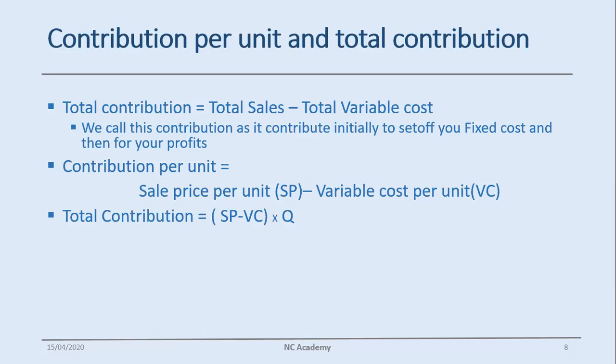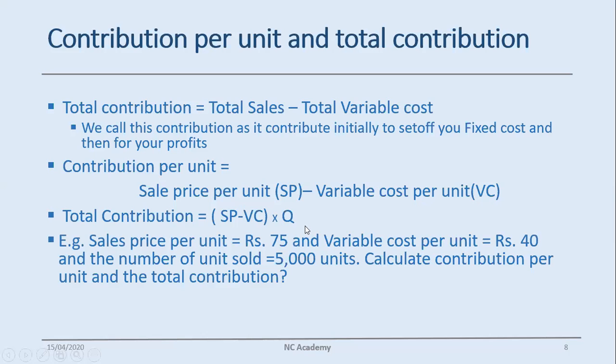An alternative way of calculating total contribution is contribution per unit multiplied by number of units. SP represents sales price, VC represents variable cost per unit, and essentially SP minus VC is our contribution per unit, and Q represents quantity. So total contribution is (sales price minus variable cost) times quantity.